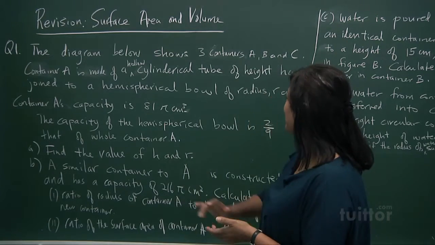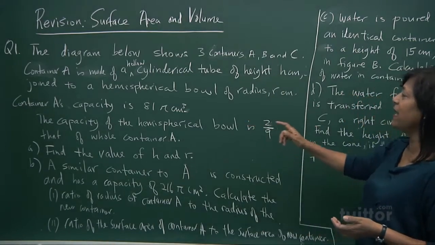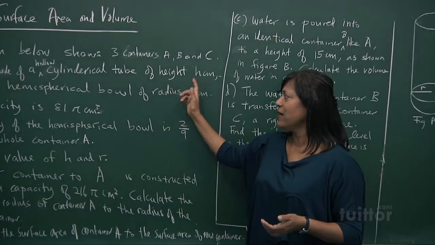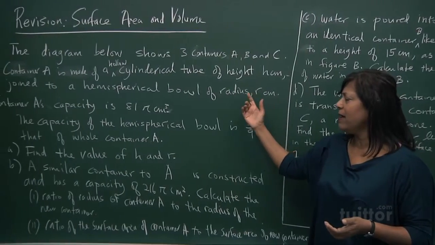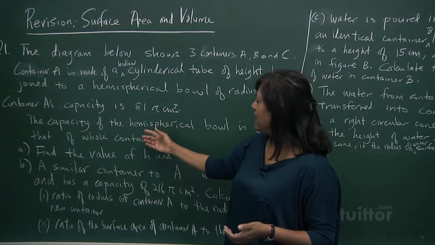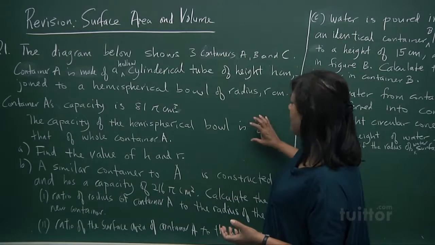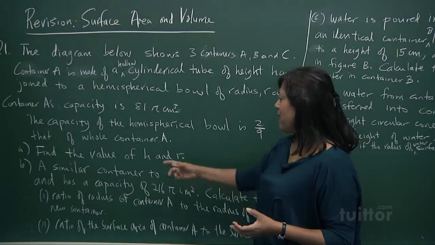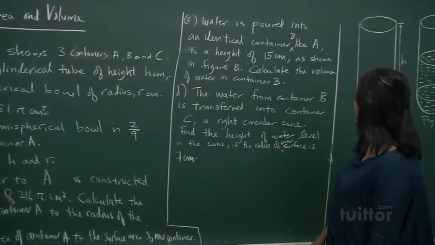Let's look at an interesting sum here. The diagram below shows 3 containers A, B, C. Container A is made of a hollow cylindrical tube of height h joined to a hemispherical bowl of radius r, and the container is 81 pi cm cube. The capacity of this hemispherical bowl is 2/9 that of the whole container. Find the value of h and of r.